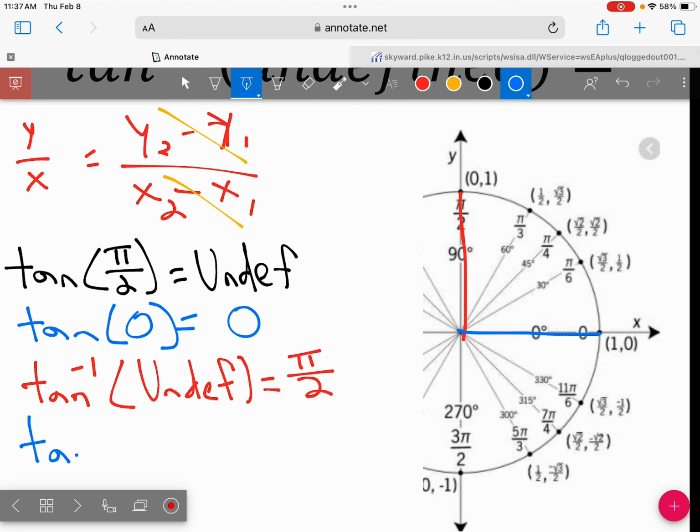So then if I ask you what's the inverse tangent of 0, you could read that as, what angle is going to give me a slope of 0, or a horizontal line? 0, yep. 0.